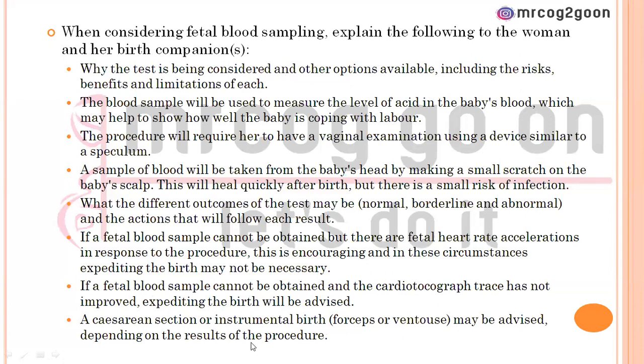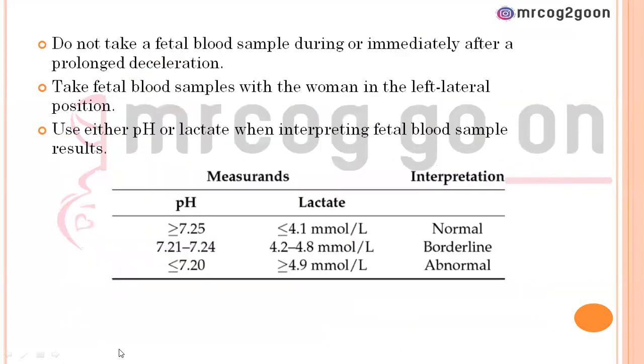Cesarean section or instrumental birth may be advised depending on the result of the procedure. And this is the result. Don't take a fetal blood sample during or immediately after a prolonged deceleration. Take fetal blood samples with the woman in the left lateral position and use either pH or lactate. For pH, these are the values, and these are the values for lactate.